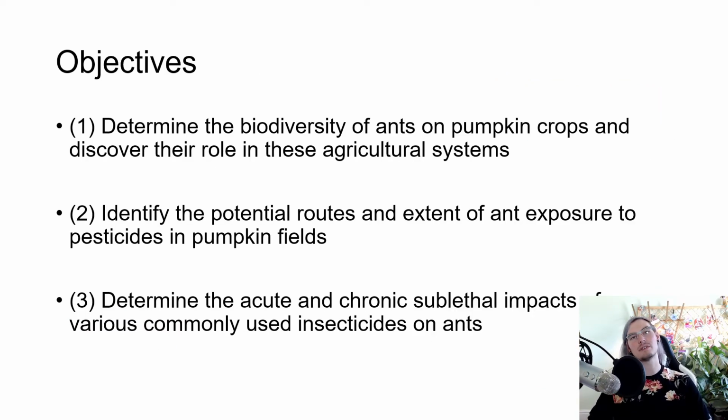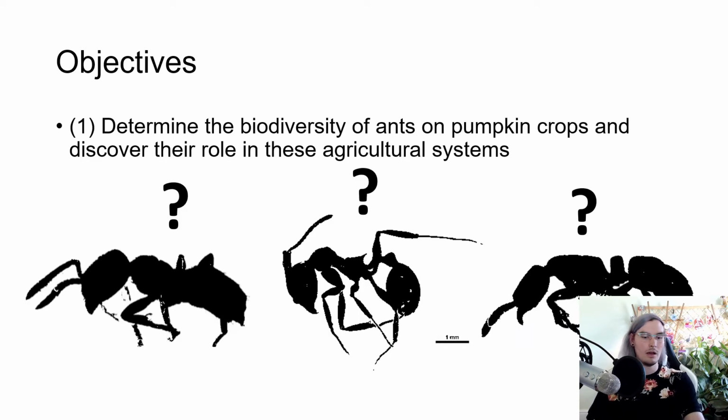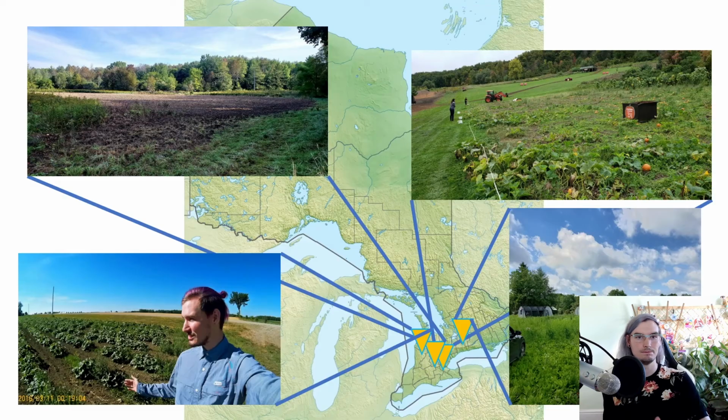My project specifically has three main goals. I want to look at the biodiversity and ecology of ants in these agricultural systems. I want to identify the potential routes of exposure of ants to pesticides, and then to test how these pesticides impact ants at an acute and sublethal chronic level. My research so far has addressed the first question, so what is the biodiversity and ecology, and most of my talk is going to focus on that.